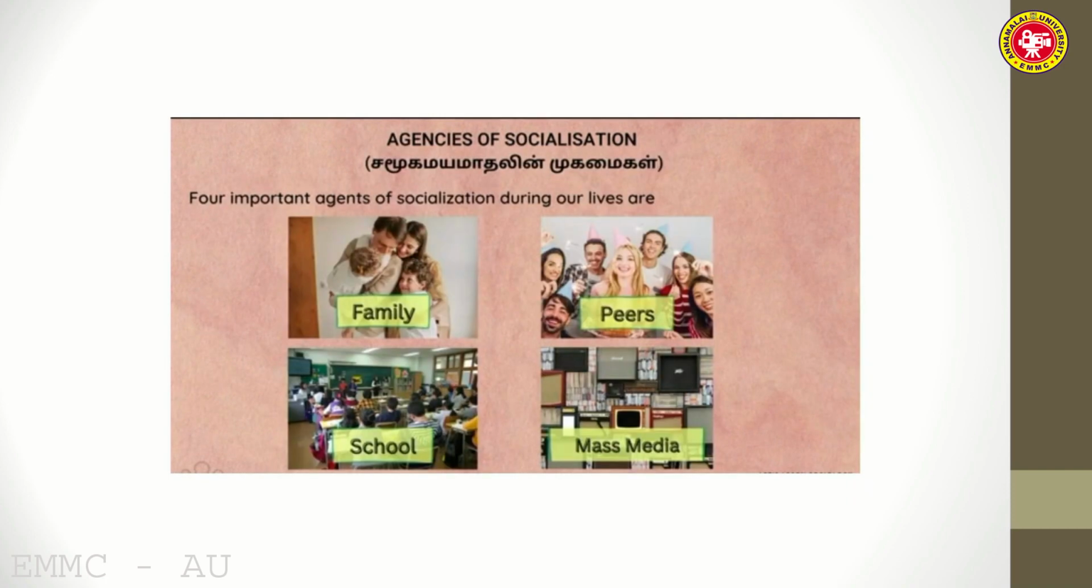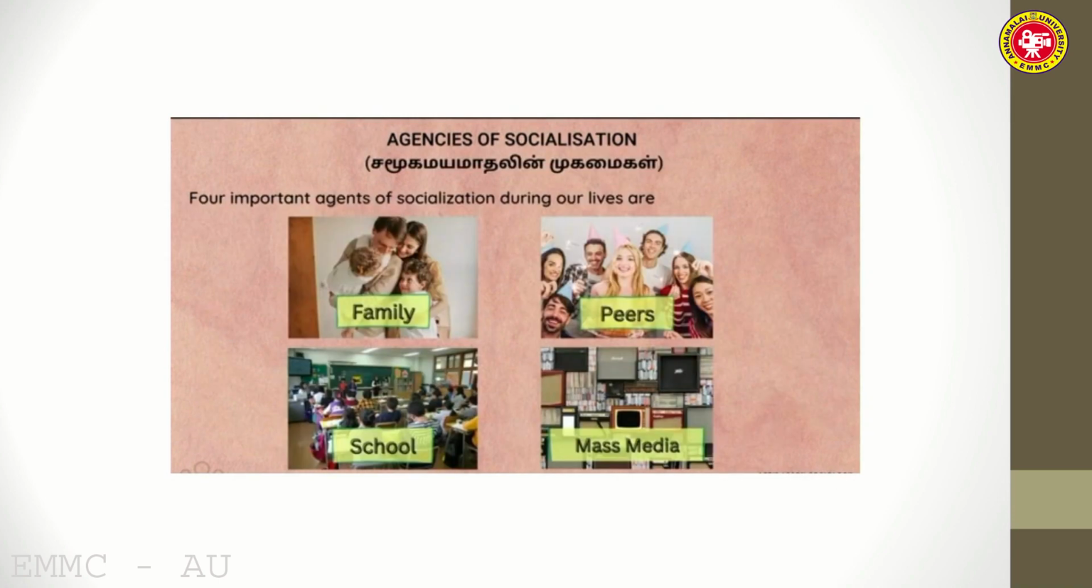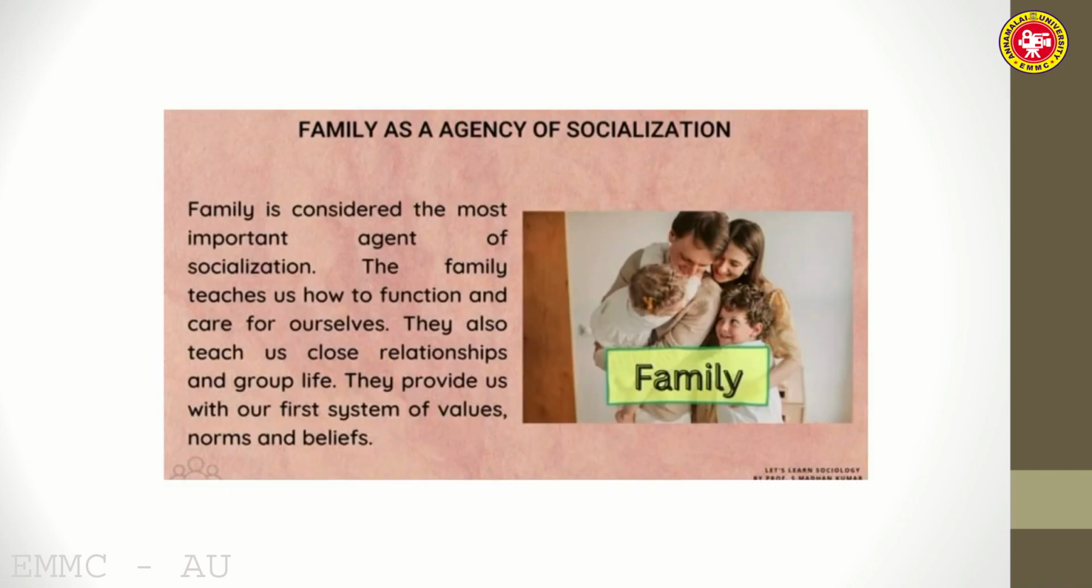This one is agency of socialization. Every child is molded in the society that belongs to so many agencies. So, here our subject relates to four important agents of socialization during our life: number 1 family, number 2 peer group, number 3 school, number 4 mass media. First we see the family.